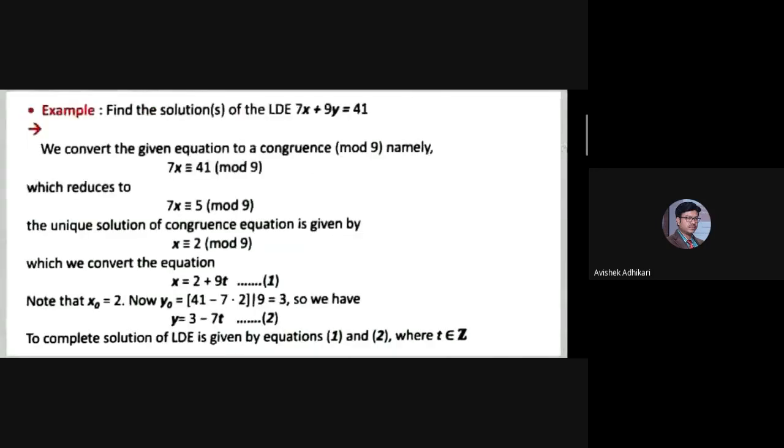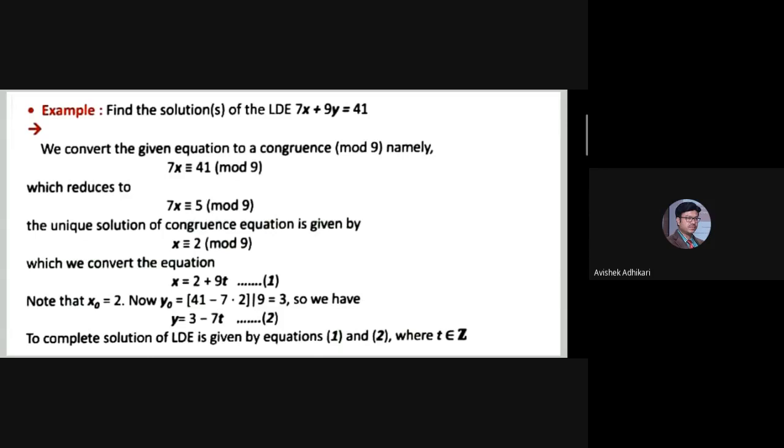There is a given linear Diophantine equation 7x + 9y = 41. Using the congruence method, we need to find whether it has a solution or not, and if there is a solution, how it looks like. So the above theorem we convert into the congruence mod 9, namely 7x ≡ 41 mod 9, which reduces to 7x ≡ 5 mod 9.